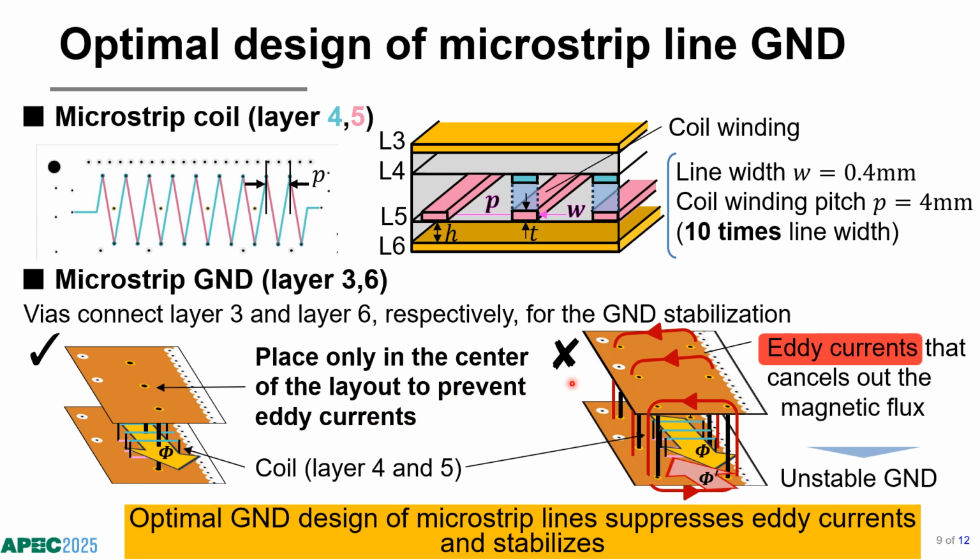If the vias are placed on the side of the layout, eddy current flows to the 3rd and 6th layers like this to cancel out the magnetic flux linked to the coil. This causes ground instability, so optimal design of the microstrip line is necessary, and this can suppress eddy current and stabilize the ground.